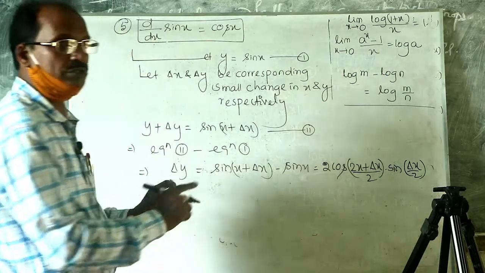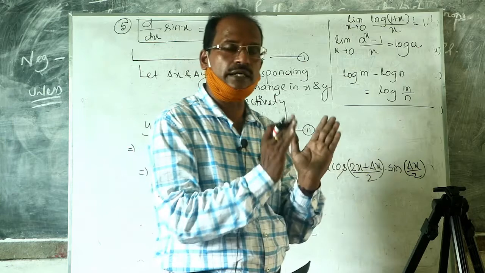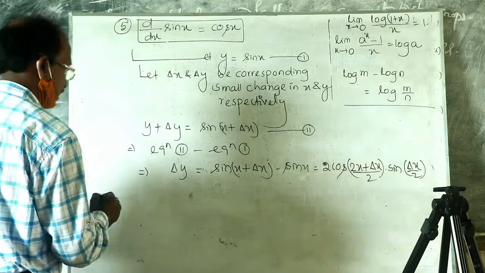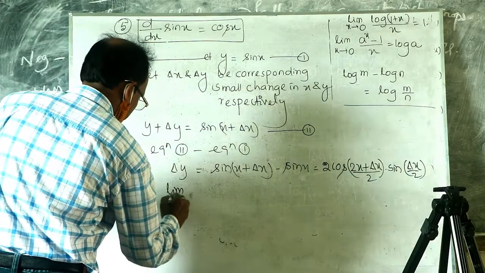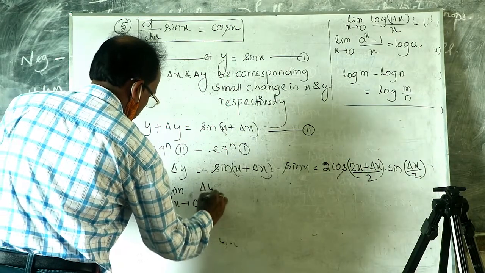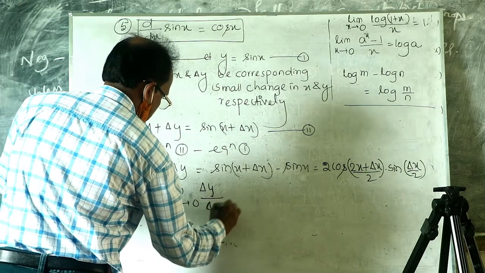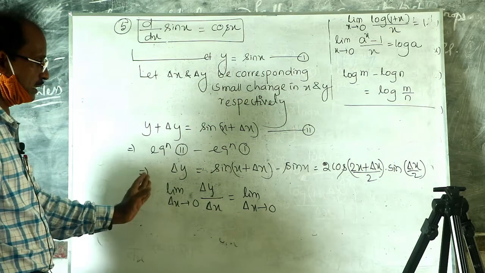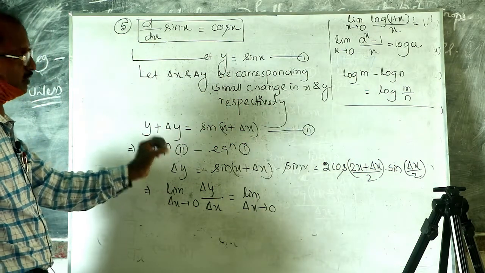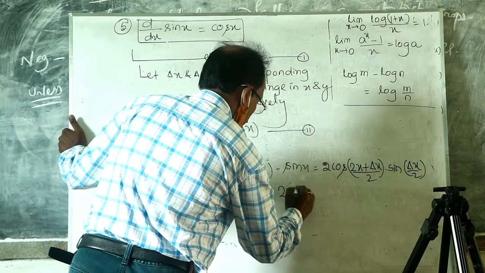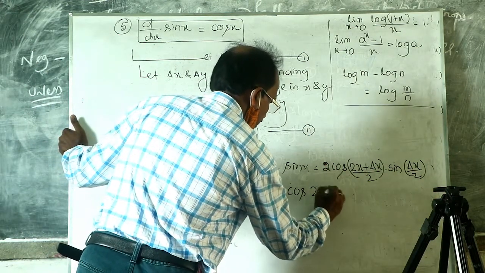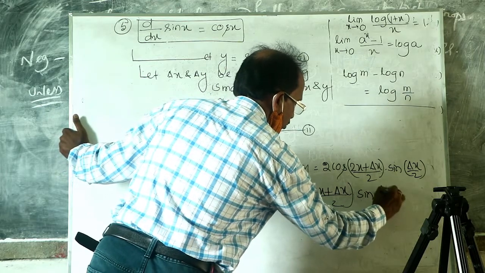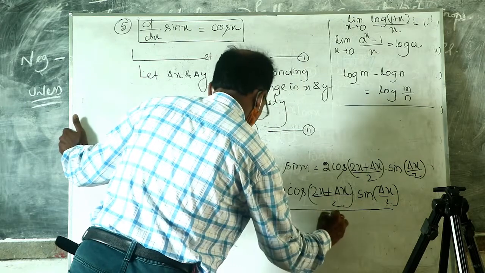So dividing both sides by delta x and taking limit as delta x tends to 0. So limit delta x tends to 0, delta y by delta x is equal to limit delta x tends to 0, dividing both sides by delta x and taking limit delta x tends to 0, equal to 2 cos 2x plus delta x by 2 into sin delta x by 2 whole divided by delta x.